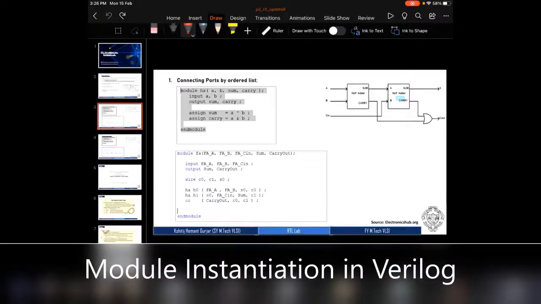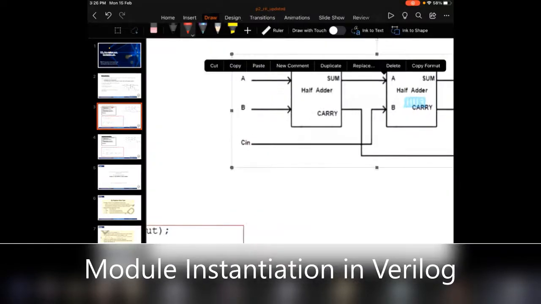So in case of Apurva, what she has done is connect this carry to all of her modules. In module instantiation, first you have to write the code for the sub blocks. I'm taking this example: a full adder using two half adders. So first you have to write the code for these two half adders.